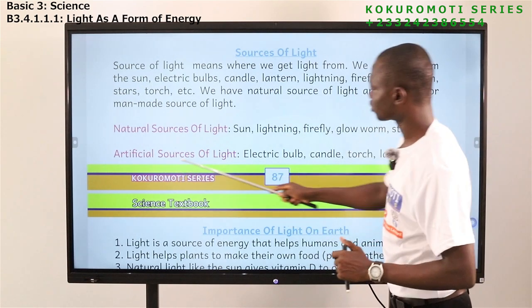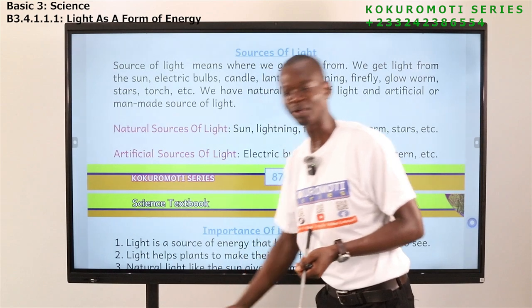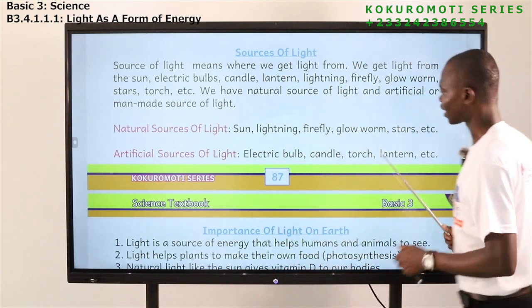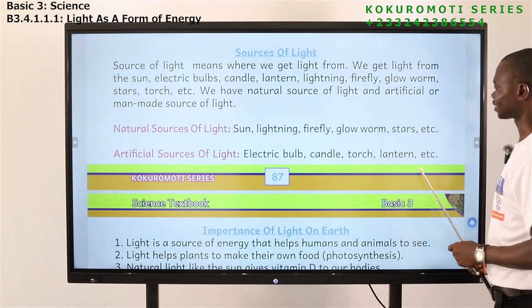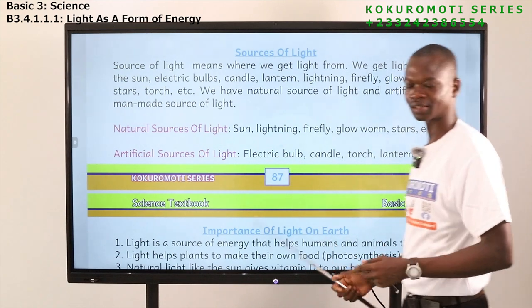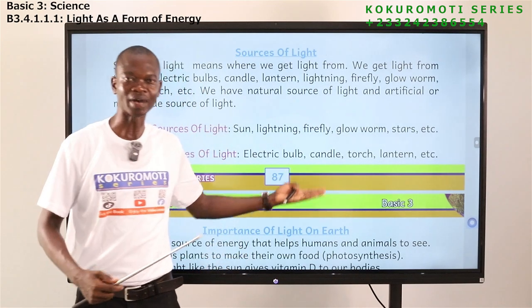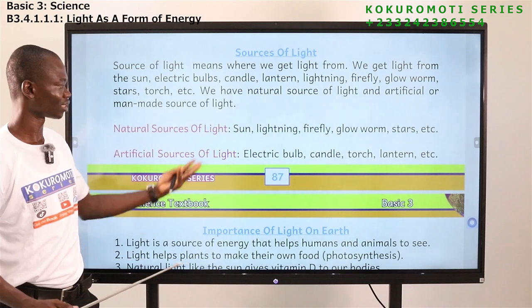Okay, so artificial sources of light. Artificial means that they are made by what? Human beings. They are made by human beings. And these are examples: we have electric bulb, candle, torch, lantern. So these are also what? Sources of light that we get, but they are made by who? Human beings. So we call them what? Artificial sources of light.